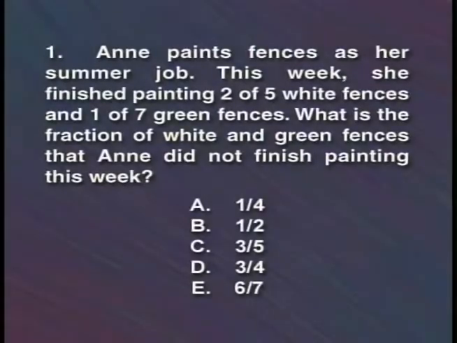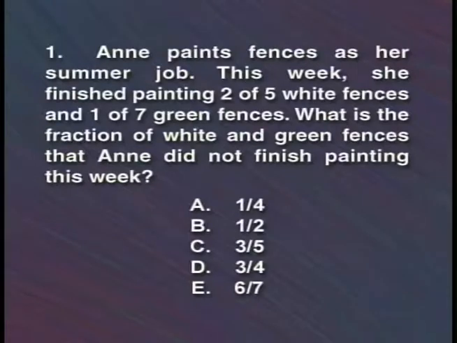Problem 1. Anne paints fences as her summer job. This week, she finished painting 2 of 5 white fences and 1 of 7 green fences. What is the fraction of white and green fences that Anne did not finish painting this week?